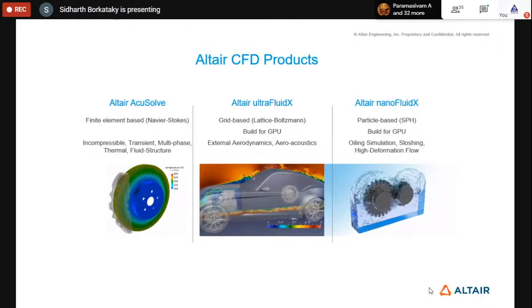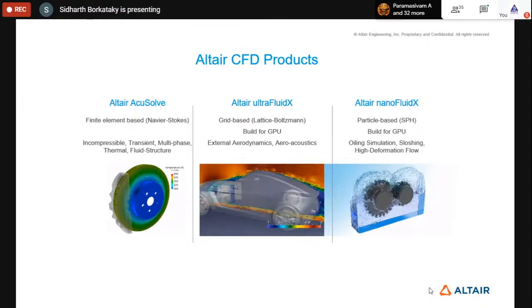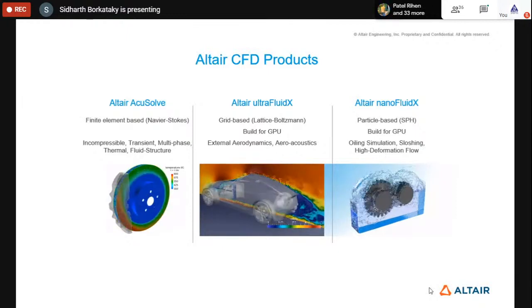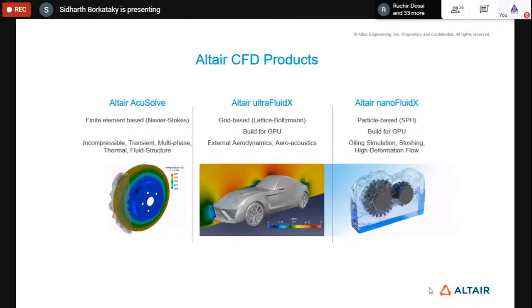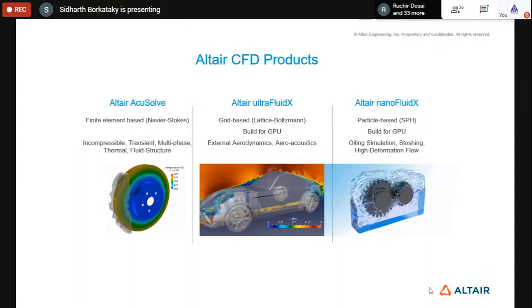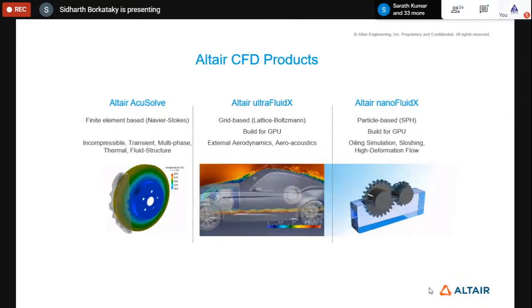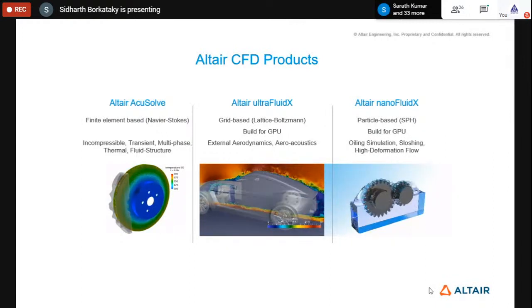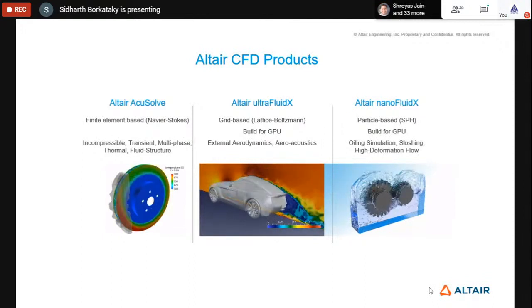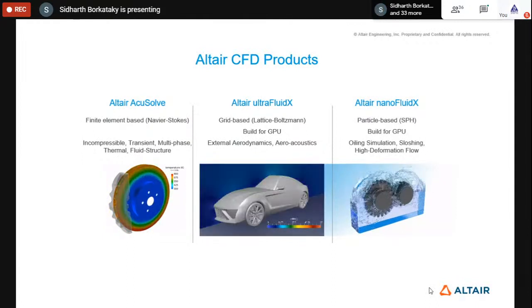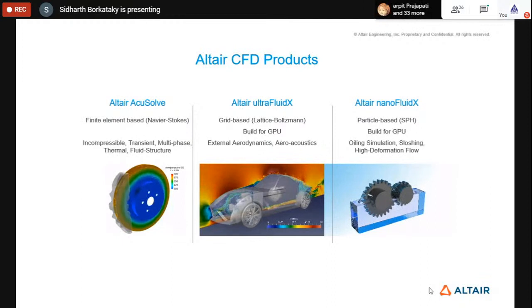Each tool has its own uniqueness and its own capability based on its features and the specific problems it can handle. For example, AcuSolve can be used by research organizations, institutions, R&D organizations, or leading MNCs doing R&D activity. Students and faculty members can use this tool for solving a lot of CFD challenges, based on incompressible flow, compressible, multi-phase, transient, fluid structure interaction, thermal problems, etc.